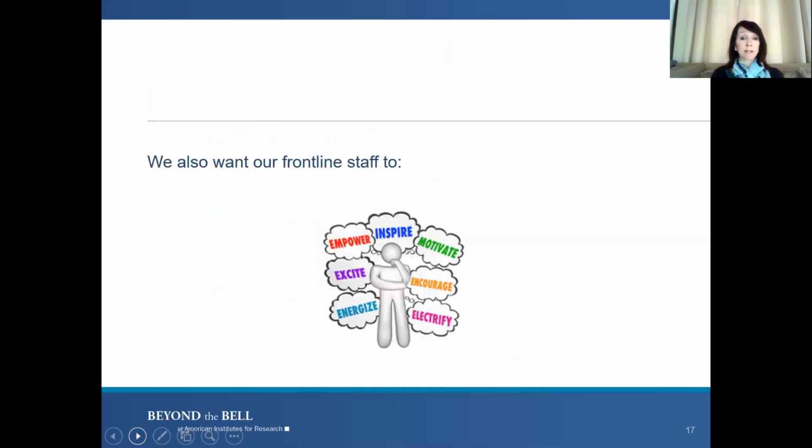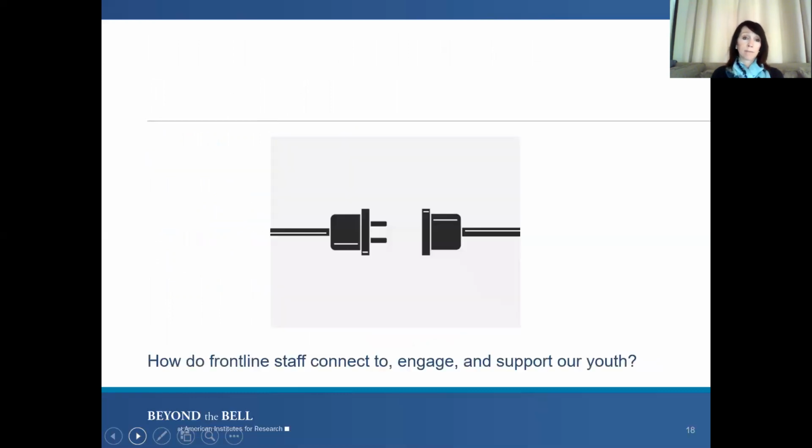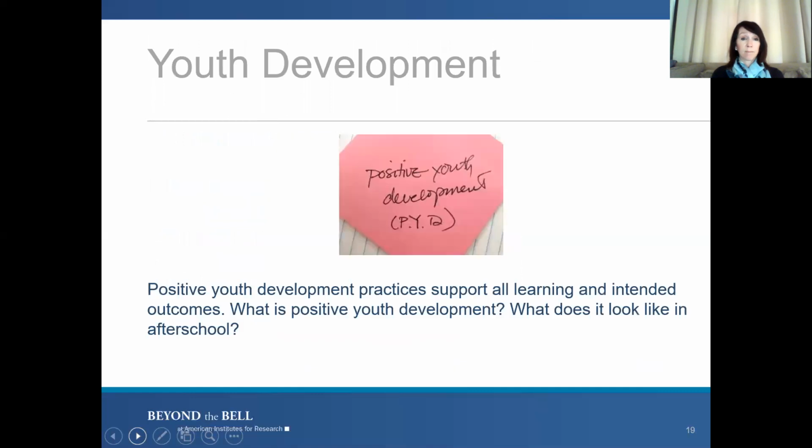We also want our frontline staff to empower, inspire, motivate, excite, encourage, and energize our youth. So how do frontline staff connect to, engage, and support our youth? A key way that they can do this is through using positive youth development practices, which support all learning and intended outcomes. But what is positive youth development, and what does that look like in after school?